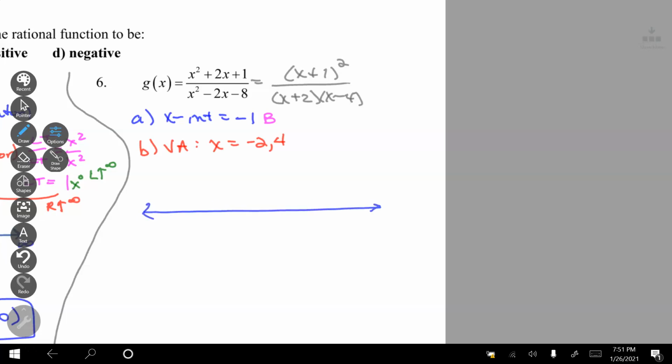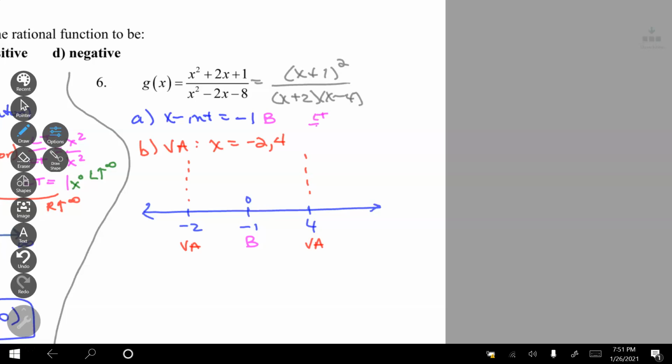Here's my number line. I have to put -1 on this number line, -2 on this number line, and 4 on this number line. So these two guys are asymptotes. So these are VAs. And this -1 was a bounce, and that's key.